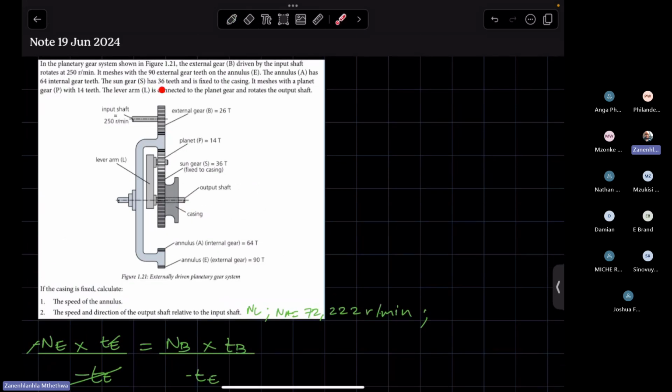And then the third one is this one here. They said the sun gear has 36 teeth and is fixed. So essentially NS would be equal to 0, and that would complete your third condition. So the point here is that once you've calculated this using the external gear, you can use it as one of your assumptions in completing the third condition. Are we clear here? Loud and clear, sir.